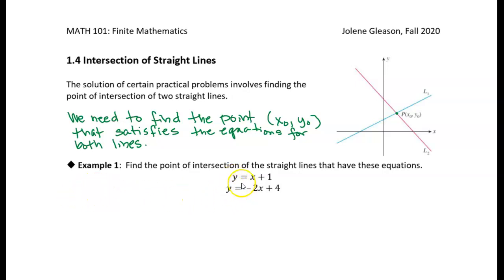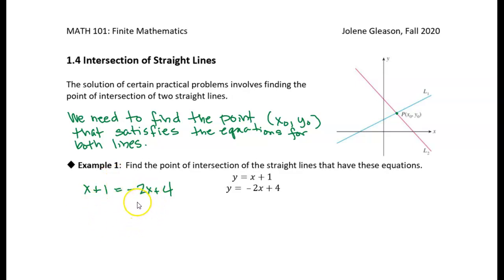So if we just set the y values equal to each other, we can just say that x plus 1 is equal to minus 2x plus 4, and then we can find the corresponding x value, right? All we're doing is we're just saying that, okay, we know at this point the y values are the same. And then we can set the equations equal to each other. All right, so now we just have to do a little algebra.